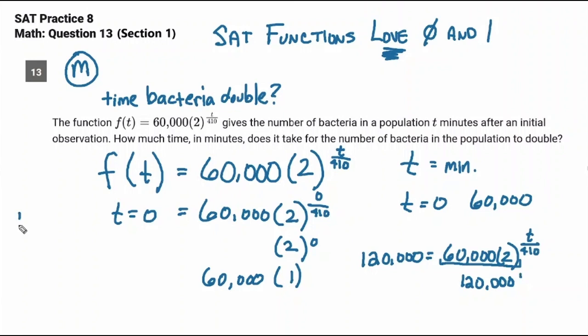So I guess you could do some fancy algebra here, but guys, think about it. If t over 410 is 1, what's t going to have to be? It's going to have to be 410. And that's it. That's the answer. You get it right, and now you move on to some fun hard questions.